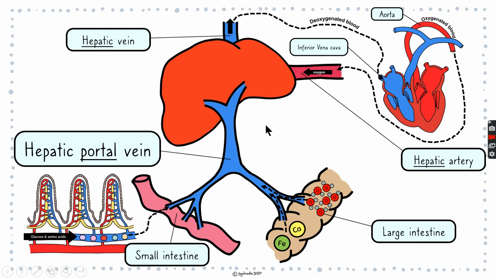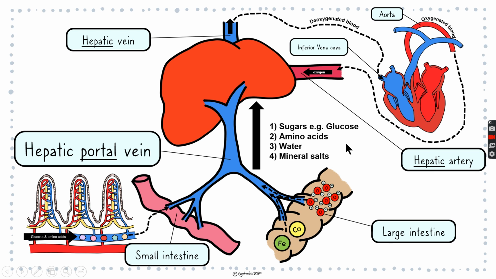So the hepatic portal vein actually carries or transports sugars like glucose, amino acids, water, and mineral salts from the digestive system, which is the small intestine and large intestine, towards the liver. What does the liver do with that? Assimilation. Assimilation of sugars and amino acids will happen in the liver.